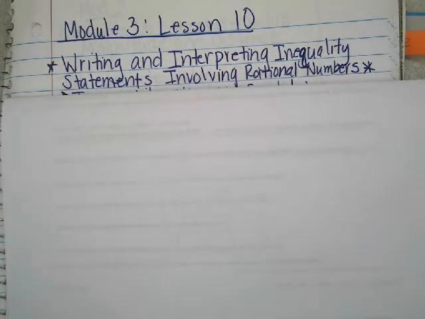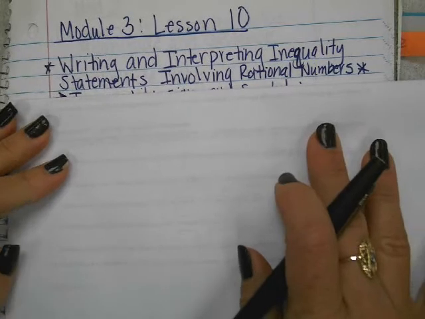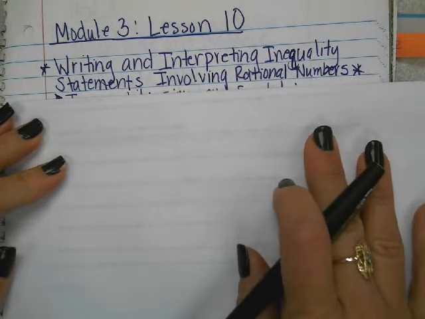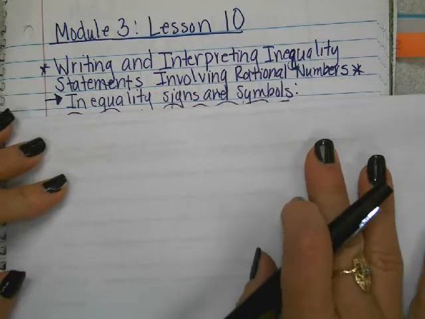Today we're going to work on Module 3, Lesson 10, and we're going to start by putting just a few notes in your math journal so that you'll have a good resource to look back at. So Module 3, Lesson 10, title is Writing and Interpreting Inequality Statements Involving Rational Numbers.